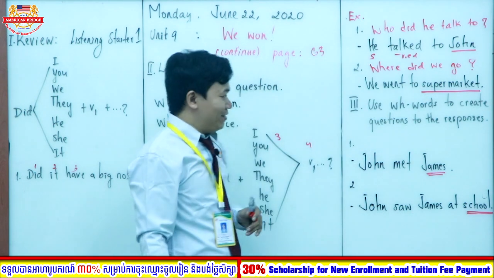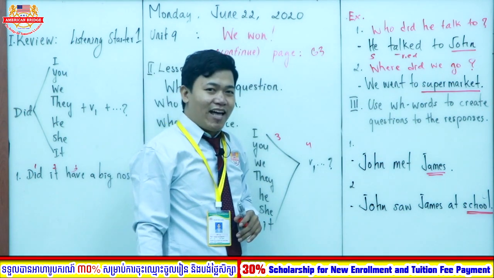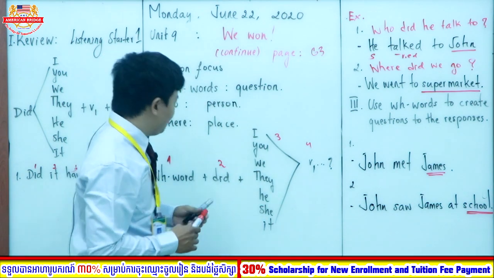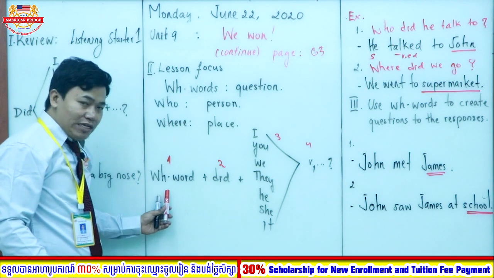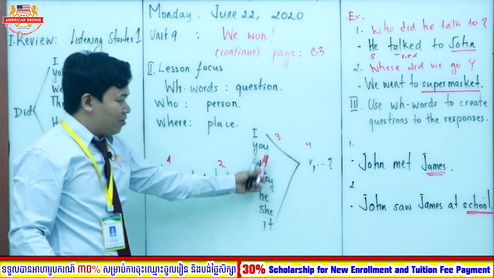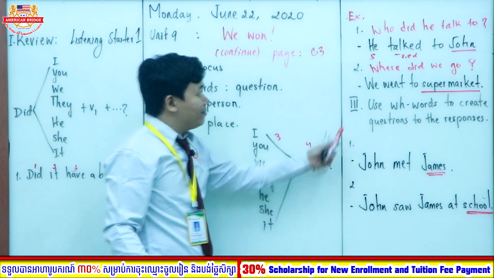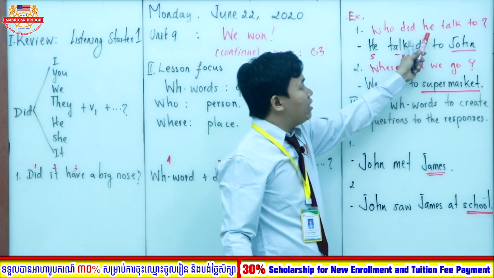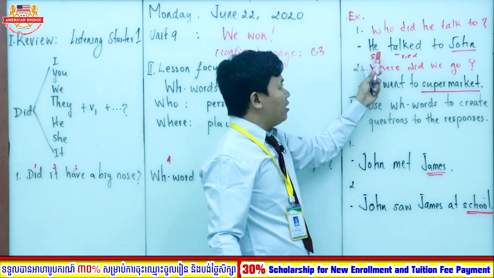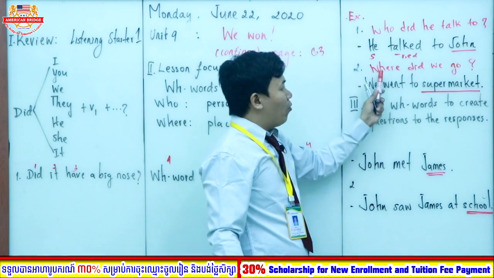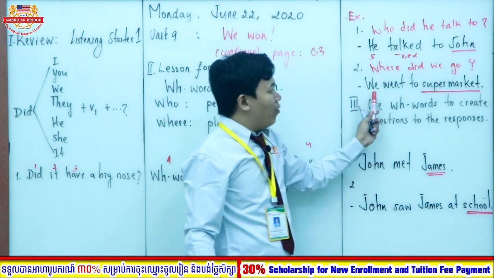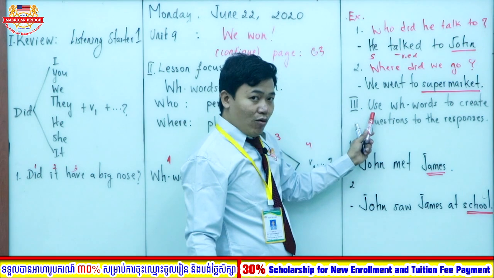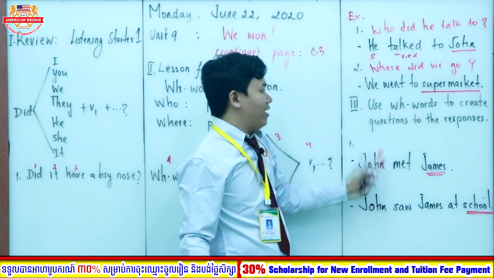Right? Good. So I hope that you understand our lesson. So read one more time before we go to our exercise practice. WH word plus did plus subject pronouns plus verb 1. Who did he talk to? He talked to John. Where did we go? We went to supermarket.